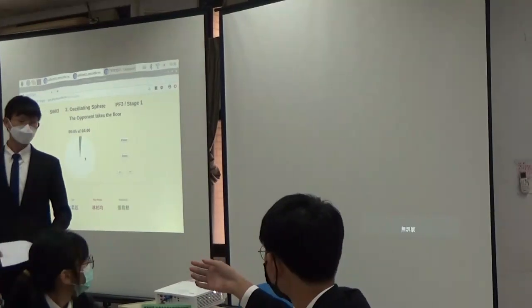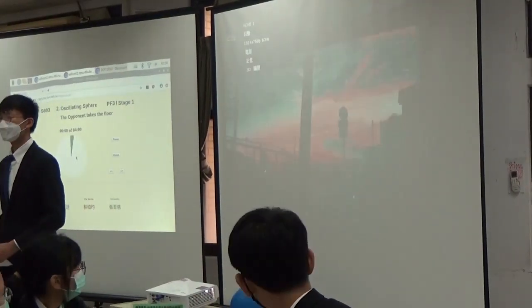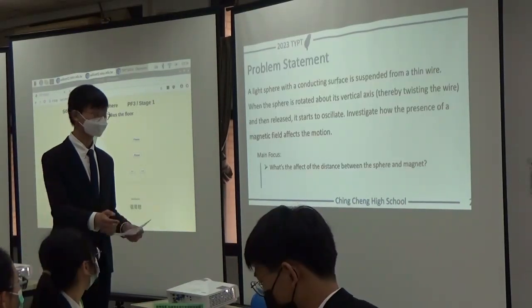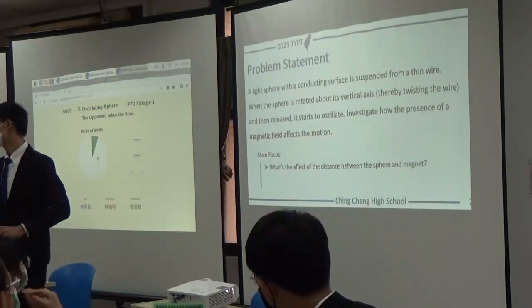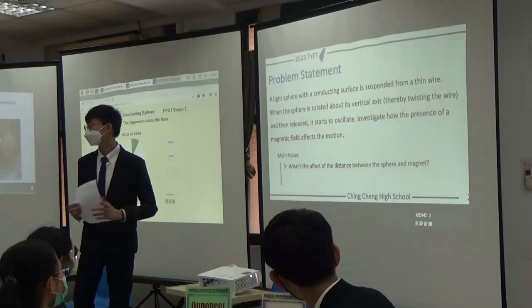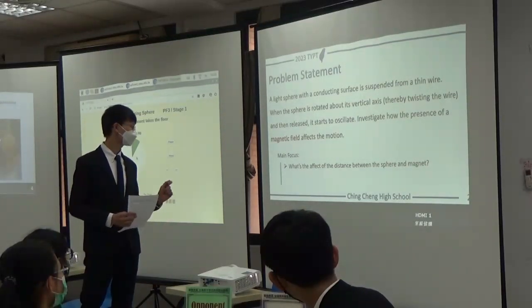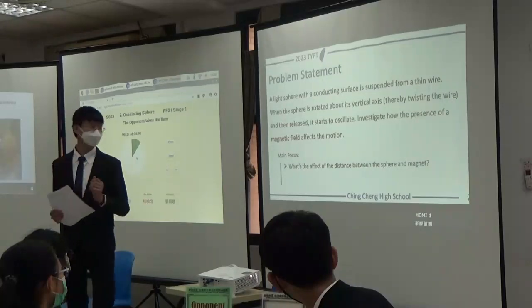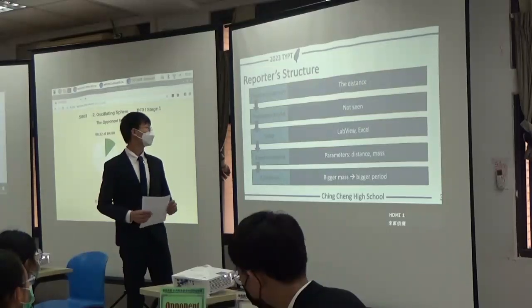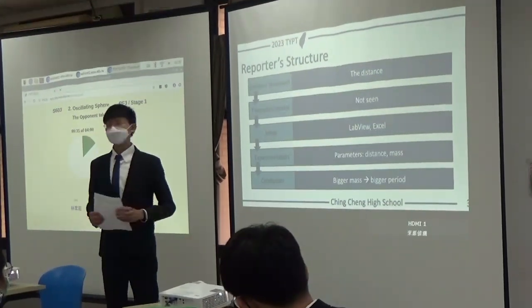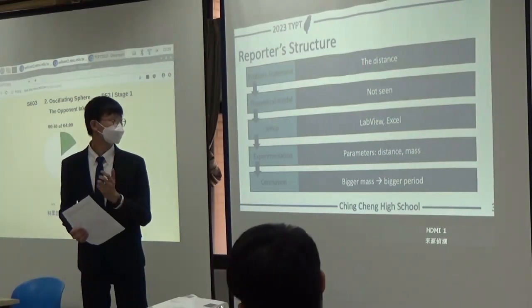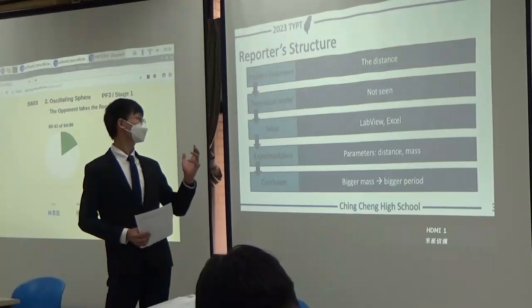Honorable juries and fellow competitors, and the opponent from the physicists team. From the problem statement, we can see the reporter focuses on investigating how the presence of the magnetic field affects the motion. Their main focus is the effect of the distance between the sphere and the magnet. And this is the structure of the report. The first is the problem statement. She talked about the distance of the magnet and the sphere. But we didn't see the theoretical model.